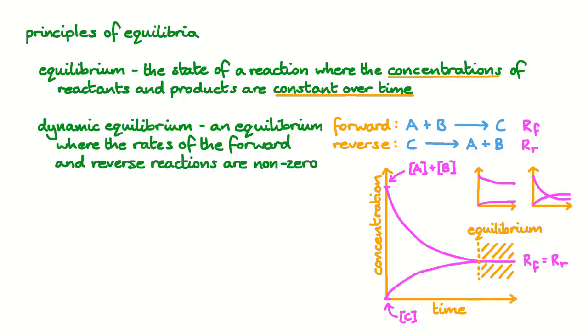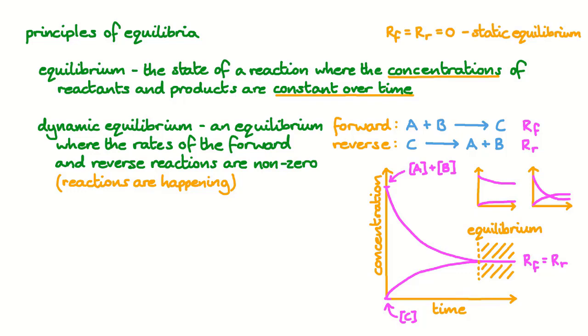A dynamic equilibrium is an equilibrium where the rates of the forward and reverse reactions are non-zero. All this means is that even though the reactions are balanced in their rate, they're actually happening. The situation where the rate of the forward reaction and the rate of the reverse reaction are equal to zero is called a static equilibrium.